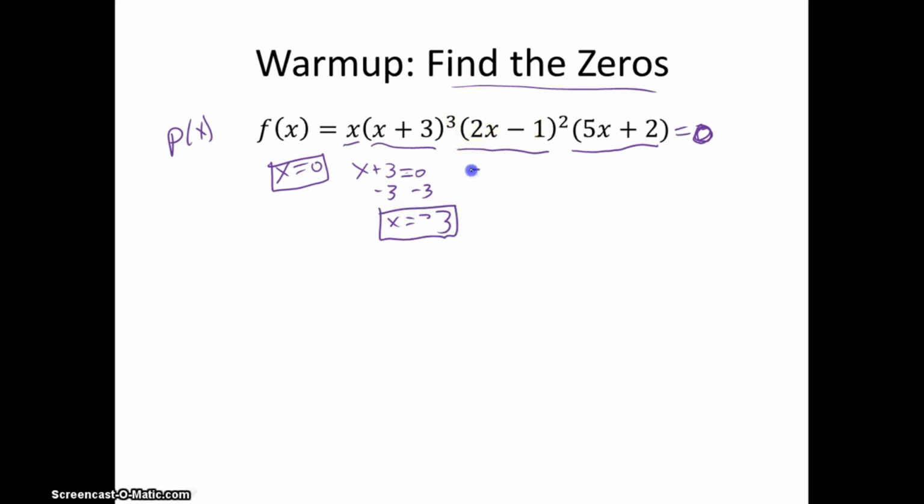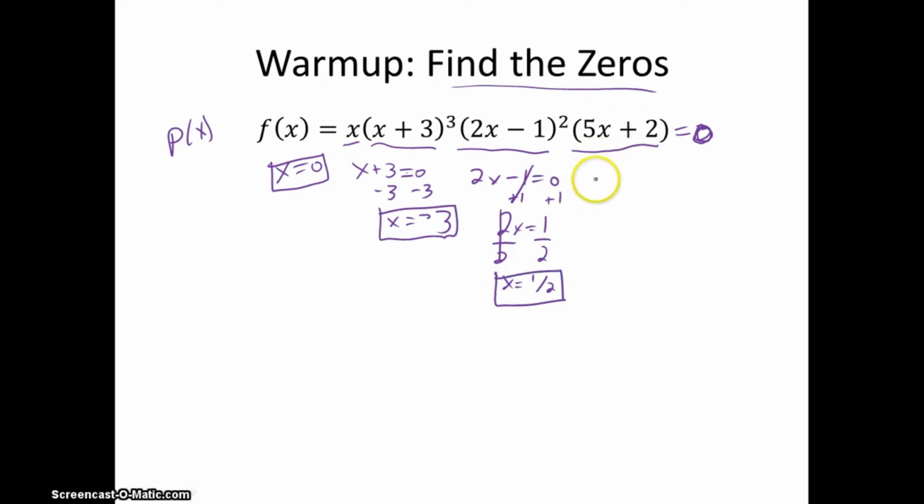The next one is that 2x minus 1 could be 0. And after you do this for a while, you can start to see these zeros pop out. But let's solve this one too. So we'll add 1 to both sides. That goes away, so I have 2x equals 1. Divide both sides by 2. And then I have x equals 1/2. So that's my third solution.